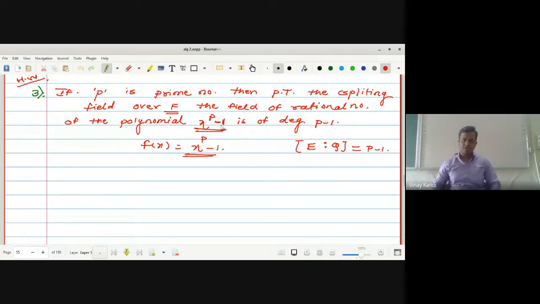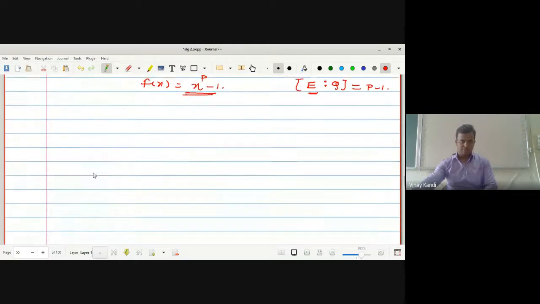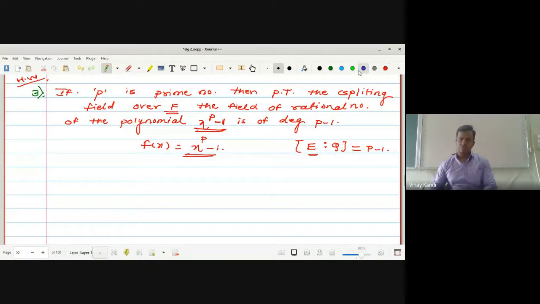X raised to P minus 1 is of degree P minus 1. Suppose E is the splitting field of this polynomial over the field of rational numbers, then degree of E over Q is P minus 1. Look here: the degree of the polynomial is prime, but the degree of the extension field, that is the splitting field, over the base field, rational numbers, is P minus 1. We have to prove this one. Now, look at the solution.